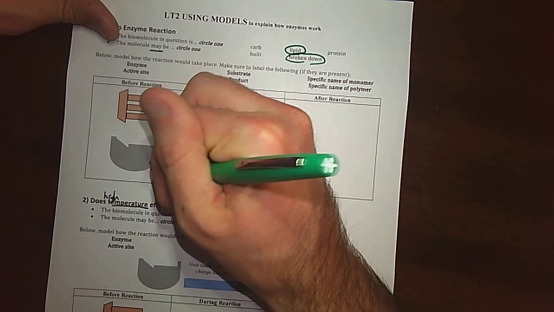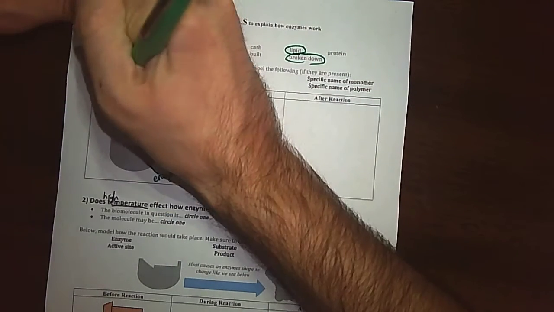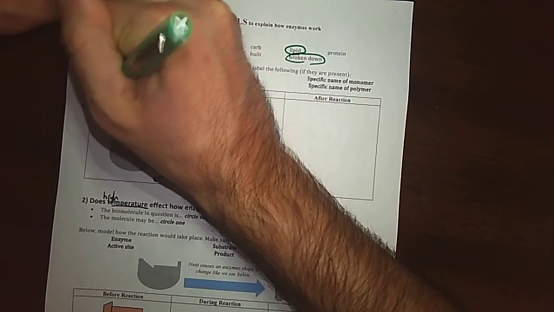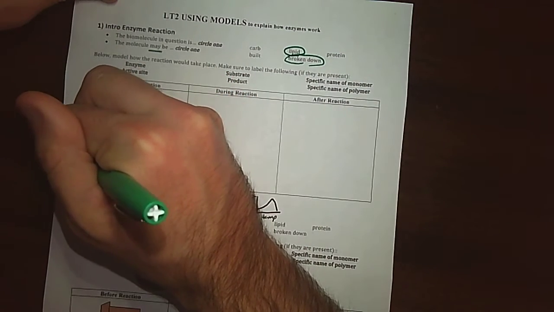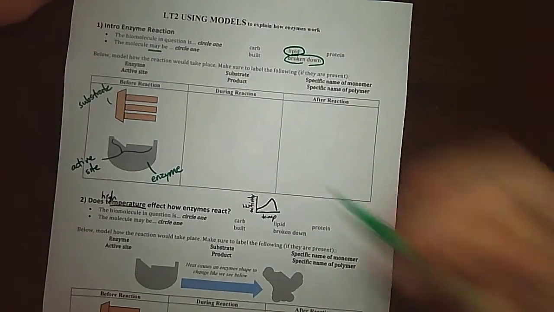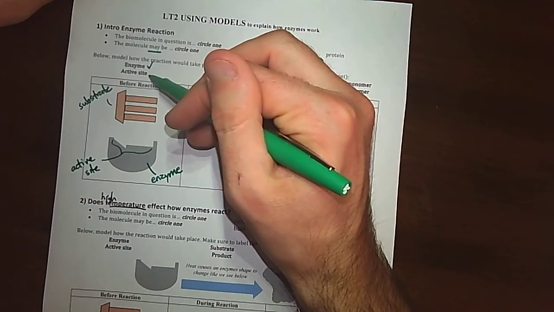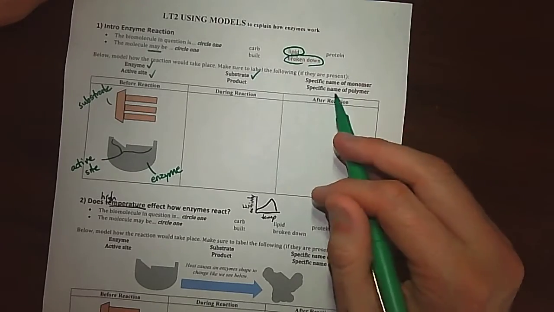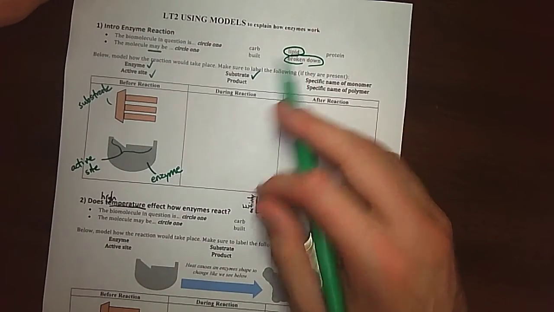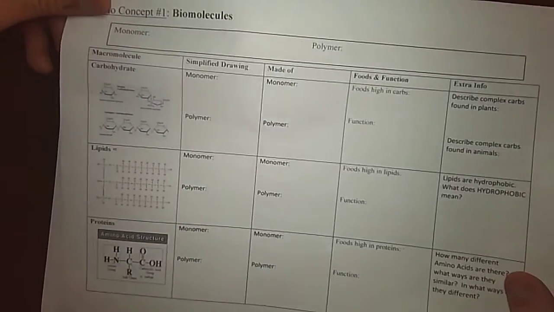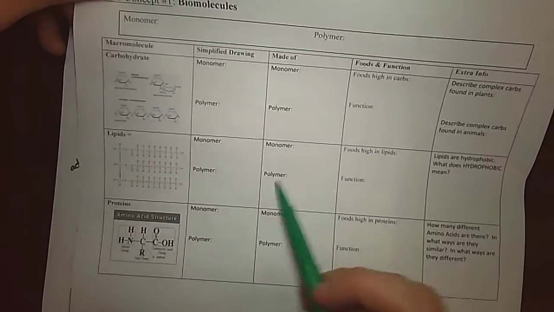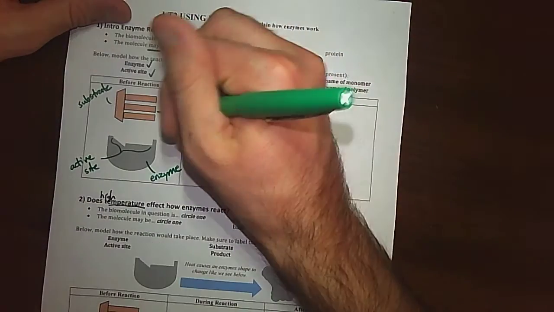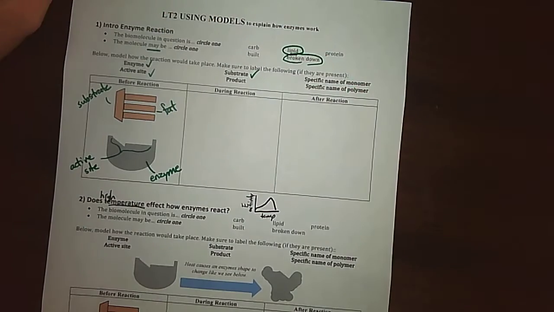So I know that this is my enzyme. This is my substrate, which is just any reactant when it comes to enzyme reactions. And my active site, well, that's that section where my substrate binds. So active site. And so I'm going to say enzyme, active site, substrate. Those are done. Ooh, specific name of polymer. So I know this is a lipid, and again, if I'm not sure, I could go back to this sheet, and it should say that the specific name of the polymer for a lipid would be fat.